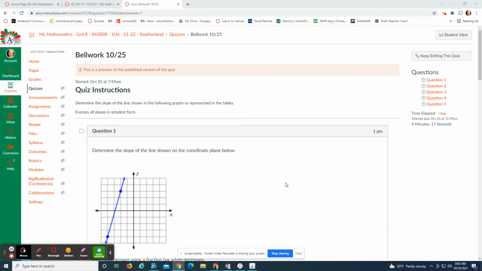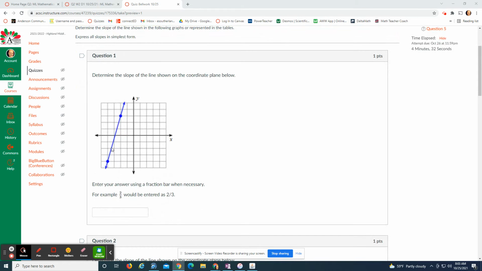All right, so let's take a look at number one. First of all, how do we define slope? We use three words: rise over run. So when we look at number one, we've been given 2 points here. How can I find slope using just a graph?